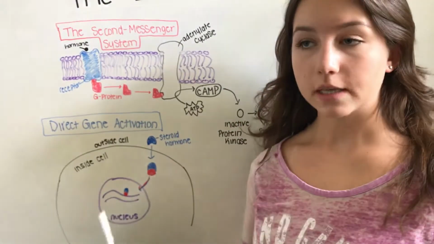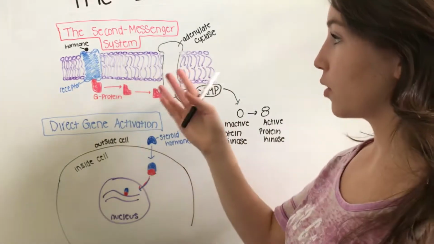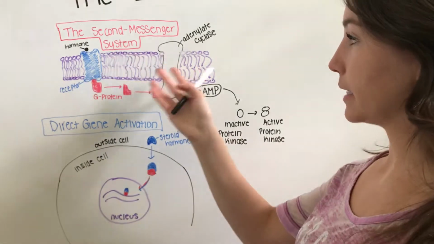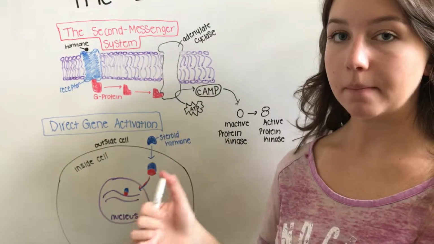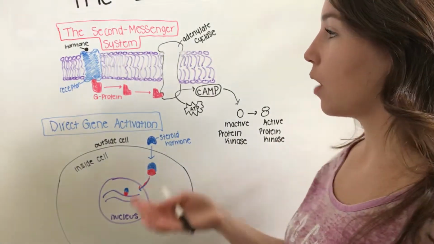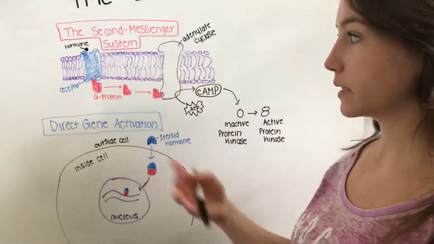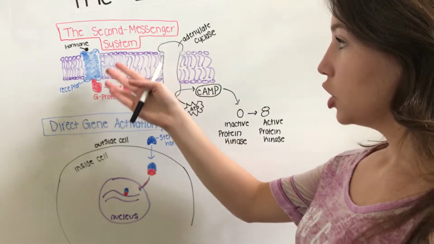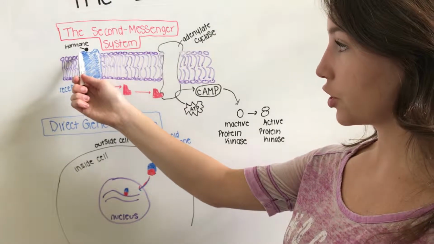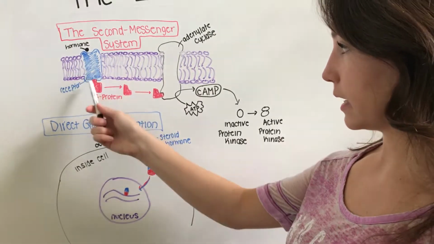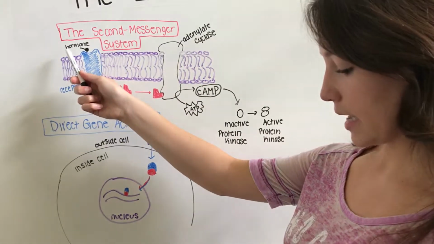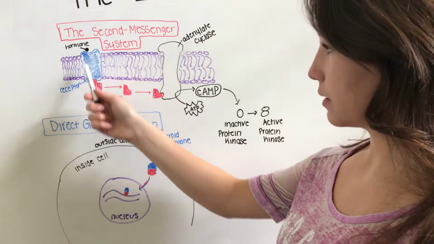So now I'm going to talk about the 2 different ways that a hormone can enter a cell. The first way that I'm going to talk about is the second messenger system, and this is used by amino acid-based or water-soluble hormones. As I said earlier, amino acid-based hormones deal with receptors that are on the outside of the cell. So basically the way that this works is that the hormone acts as the first messenger when it binds to the receptor, and see, this is the plasma membrane.